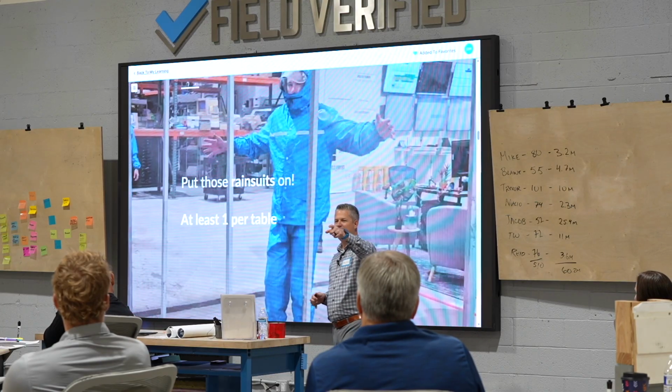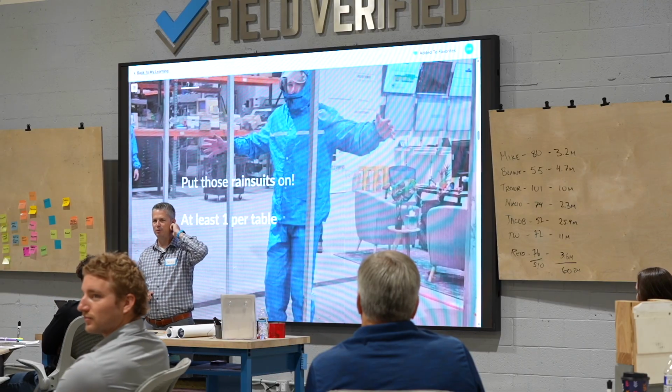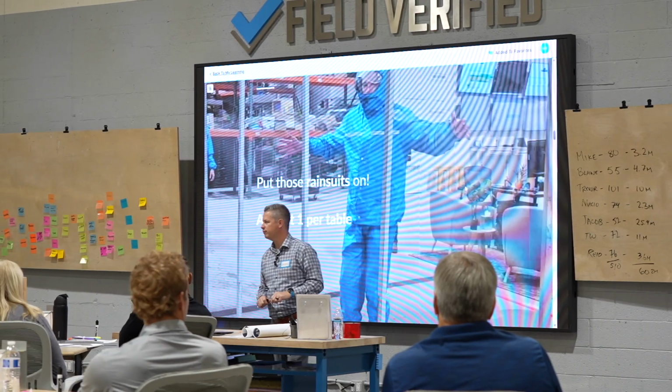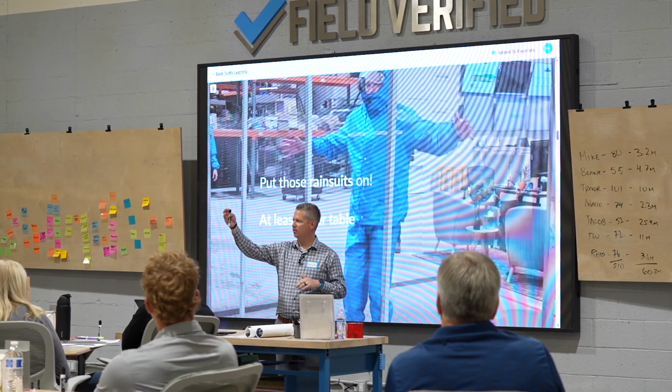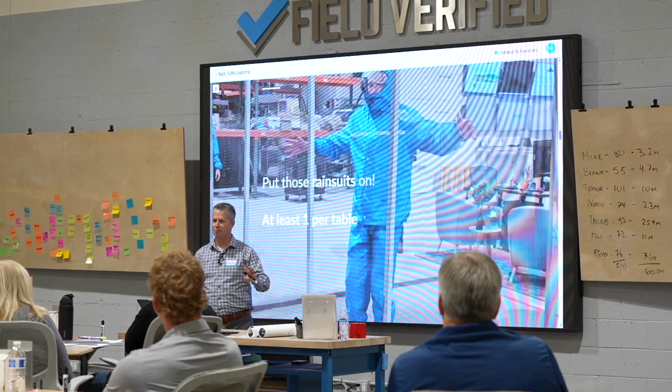We have our rain suits back here. One per table. They're gonna help you with the rain boots and the suit. They're different sizes. And then we'll get you ready and we'll go back to the spray rack. So here we go. Don't all go at once. One per table.